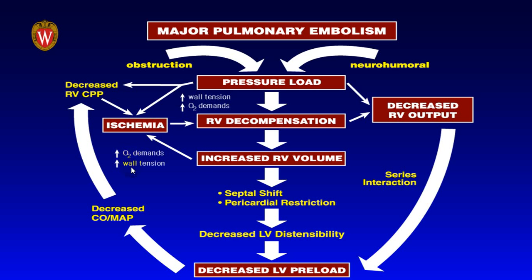There will be increased demand, increased wall tension, but decreased blood supply. And secondary to ischemia, it can give rise to RV decompensation. Also, because of pressure overload, there will be ischemia and decreased RV cardiac output. Because of decreased RV output, there will be decreased LV preload. All this is a vicious cycle in case of pulmonary embolism. We already discussed in detail in a separate video on pulmonary embolism.